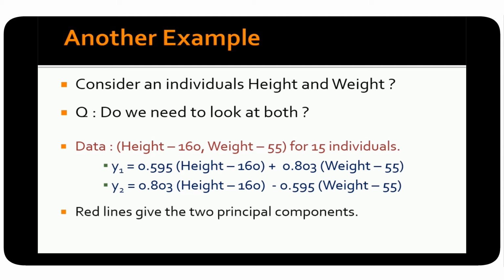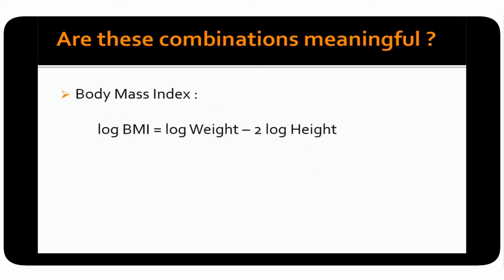So, as we saw, the red lines gave us the 2 principal components there. Now, are these combinations meaningful? If we take the log of what is referred to as the body mass index, all of you know what the body mass index is. It gives us an idea of how heavy a person is. The doctors very often use this, and the log of the BMI is basically log of weight minus twice log of height. If you make a log transformation of weight and height, this is a linear combination of weight and height. So, you can look at the log of BMI as a first principal component of heights and weights.